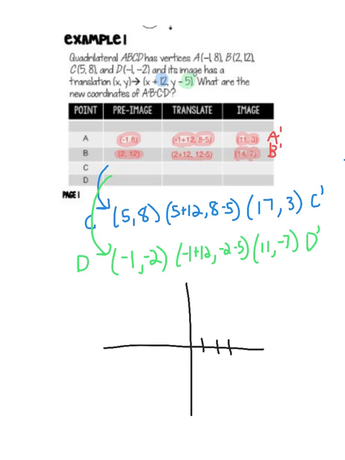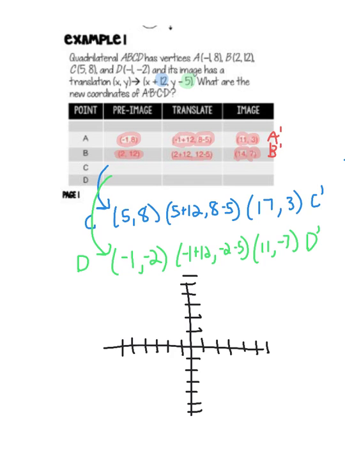Alright, so you guys all should have a little graph where you can draw this. I'm going to draw our pre-image in red and then our image in blue.